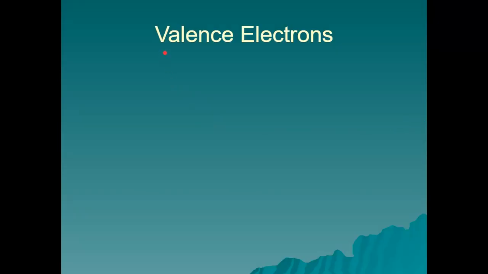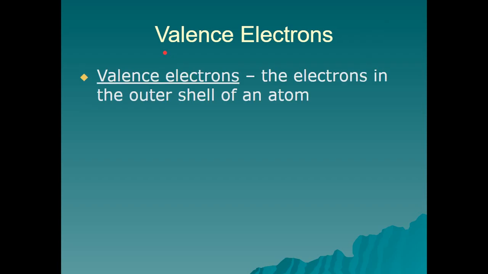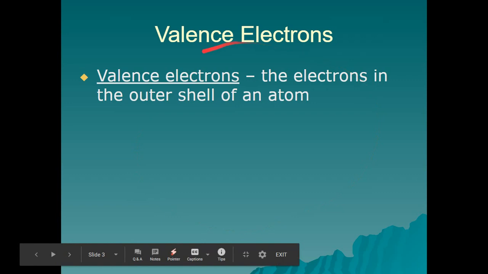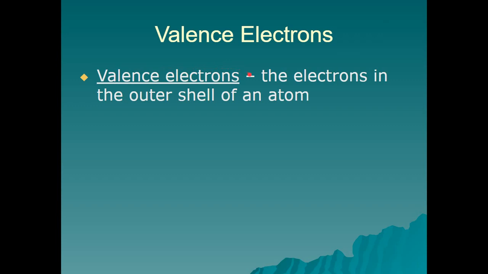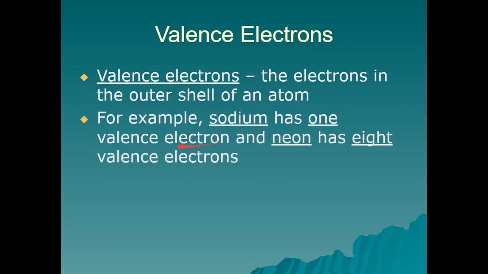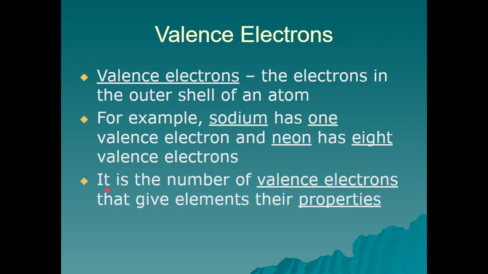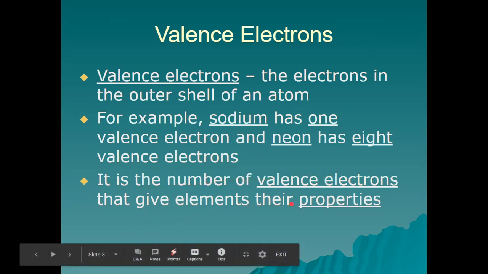Okay, so valence electrons. Valence electrons are the electrons on the outer shell of the atom. If you remember a Bohr model, the outer shell or the outer orbit is where the valence electrons reside. For example, sodium has 1 valence electron and neon has 8 valence electrons. It is the number of valence electrons that give elements their properties, that predict their behavior, how they act.